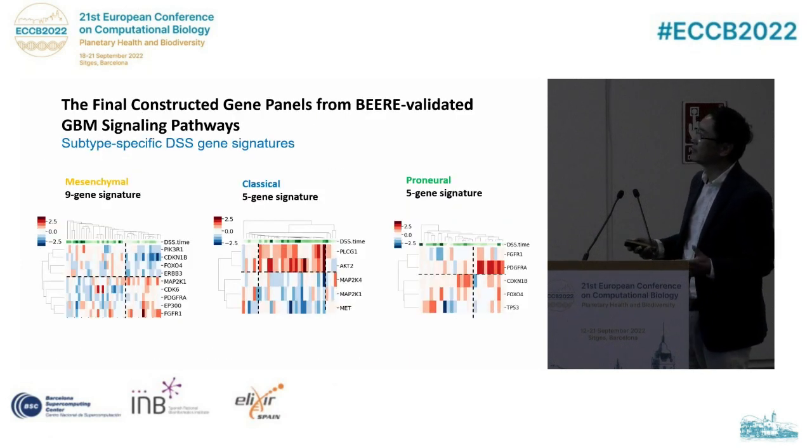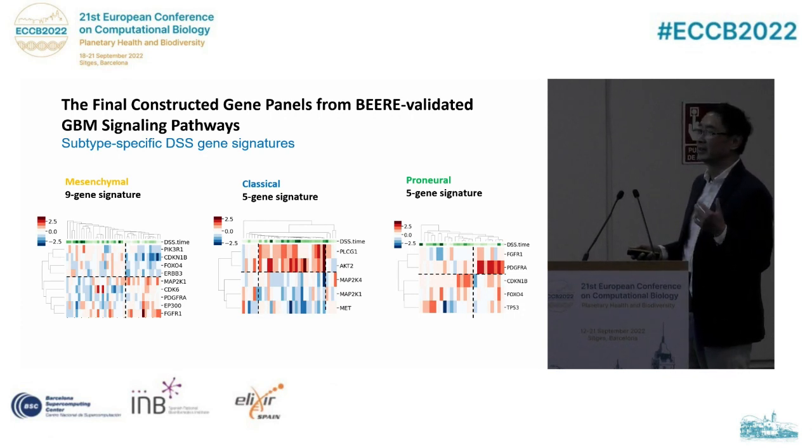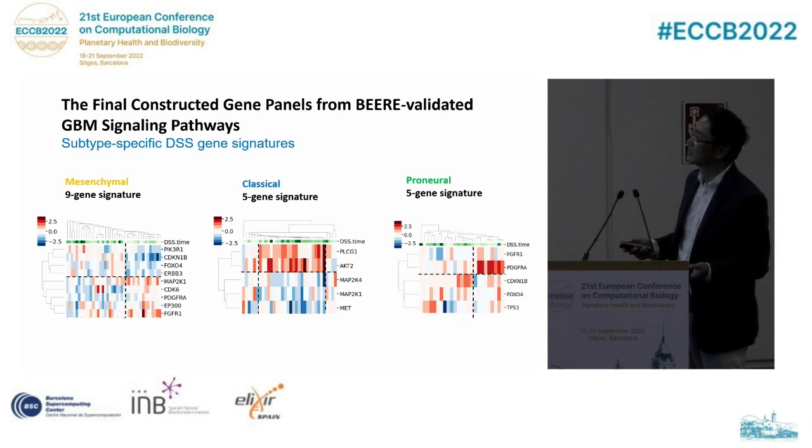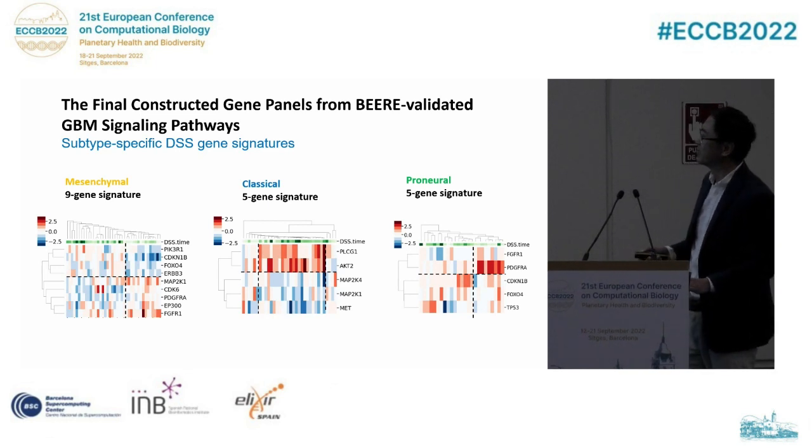So with that, finally, we can build gene signatures. The gene signatures that we built here are all related to the knowledge graph that we mined. And so these are the subtype-specific gene signatures that we found. We're thinking about submitting to a journal. So these are still unpublished.